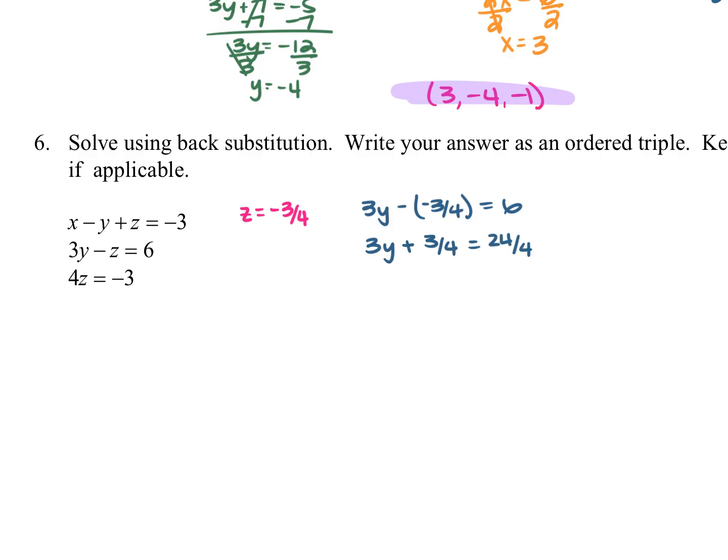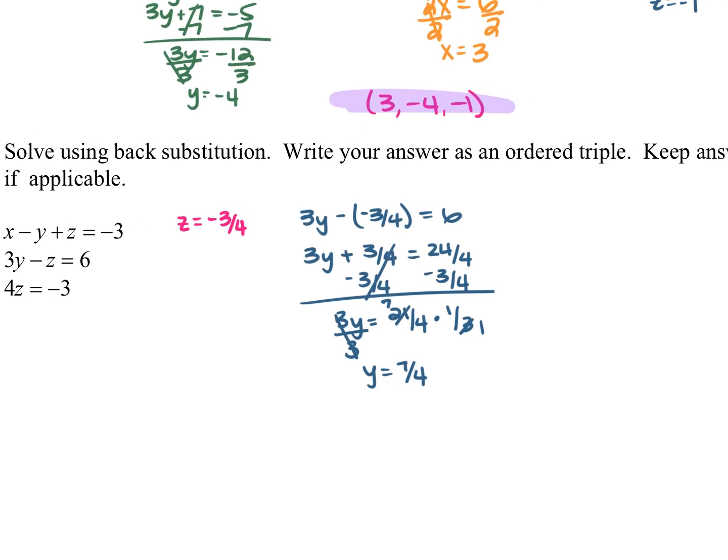24/4. So when we subtract the 3/4 over, our like denominators are there. So that gives us 3y is equal to 21/4. You're going to divide each side by that 3 or multiply by the reciprocal. 3 goes into 21 7 times, so y is 7/4. From here, you're going to plug the 7/4 in for y and the -3/4 in for z in the top equation to solve for x.